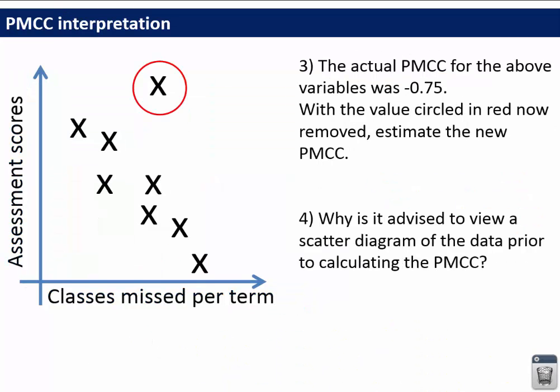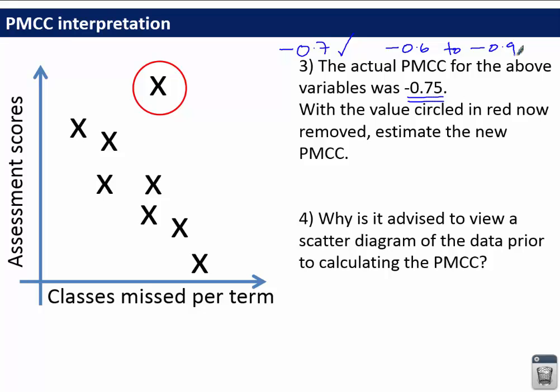Now, our estimate previously was minus 0.7. It turns out, reading the data, the actual answer is minus 0.75. Because this is an estimate, this would still be seen as the correct answer. In fact, anything from minus 0.6, which would be the bottom end of a strong negative correlation, to minus 0.9 would be accepted here.